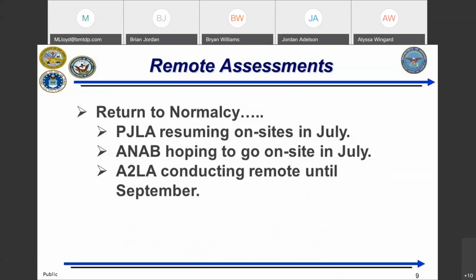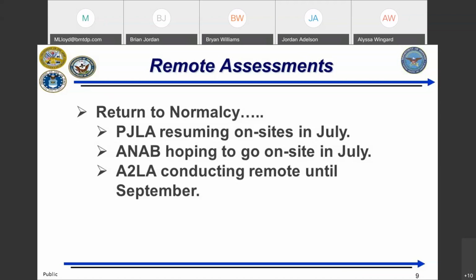So what are our accrediting bodies doing as far as going back on-site? As far as the EDQW stance on this, we have always allowed the accrediting bodies to follow their own procedure. They're ILAC signatories. We tell them they are to perform as ILAC intends them to perform during this pandemic. So whatever ILAC is allowing, we will also accept that as well. But we are seeing some of them return to normalcy. PJLA has stated that they are going to resume on-site in July. ANAB is hoping to go on site in July as well.